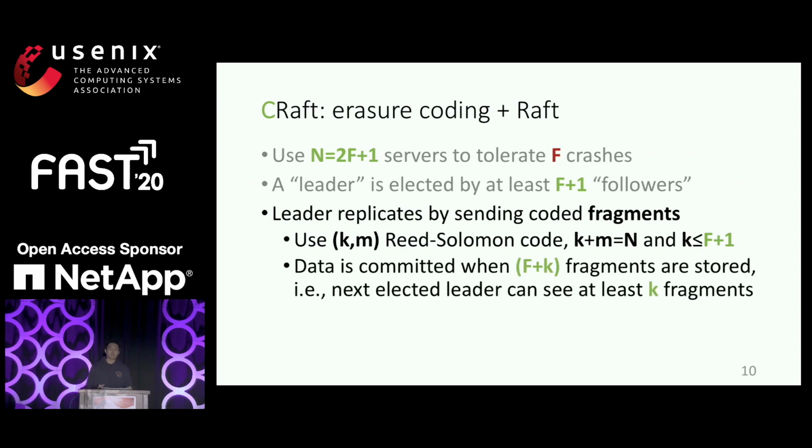Data is considered committed when f plus k fragments are stored. Why? Let's use this example again. We have 7 servers to tolerate 3 crashes, and k is 3. So f plus k now is 6. If I write to 6 different servers, the data is definitely committed.